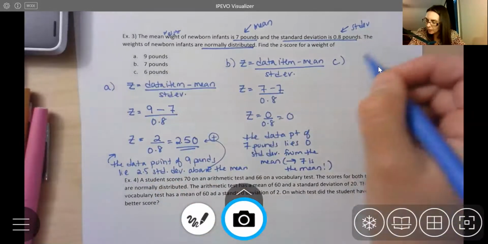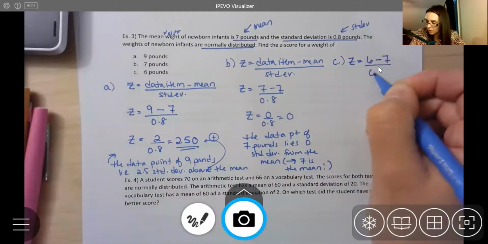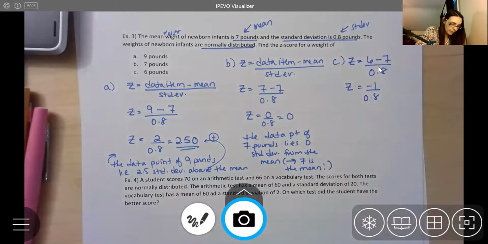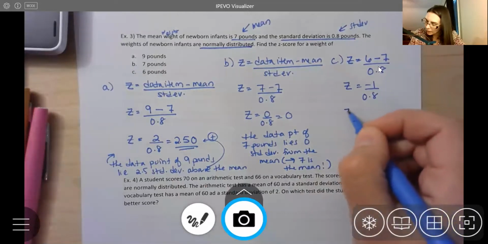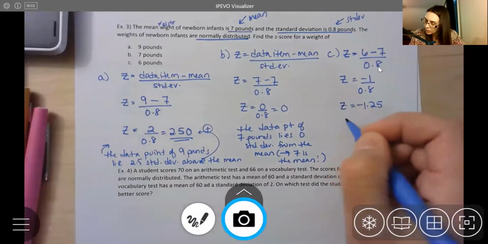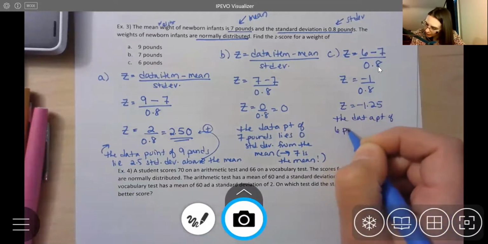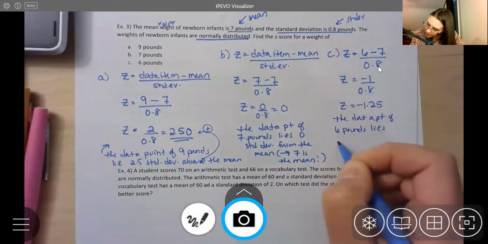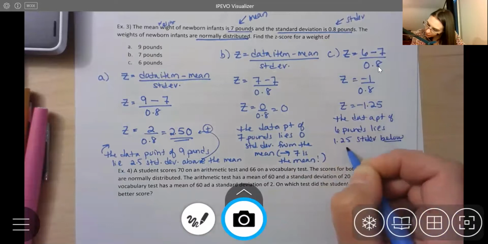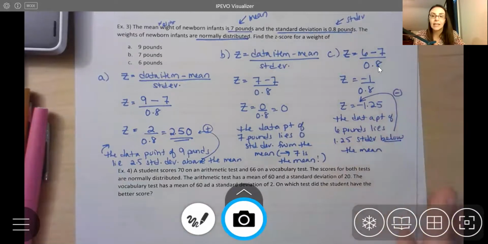And our last one is for 6 pounds. So here, again, our data item is 6. Our mean is 7, and our standard deviation is 0.8. So we're looking at -1 over 0.8, which is going to be -1.25. So the data point of 6 pounds lies 1.25 standard deviations below the mean, right? And it's below because the sign is negative.